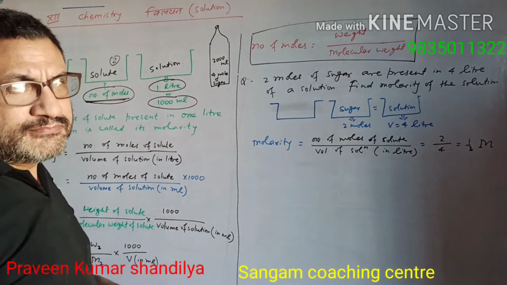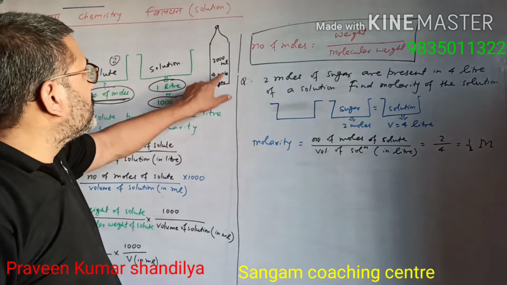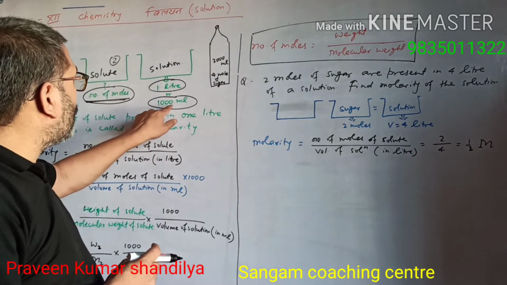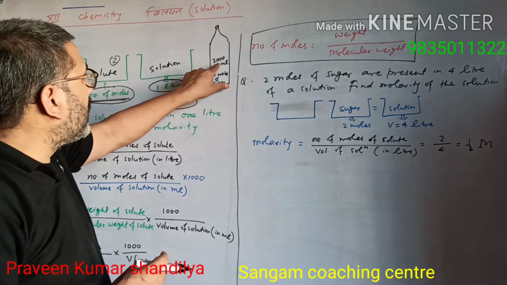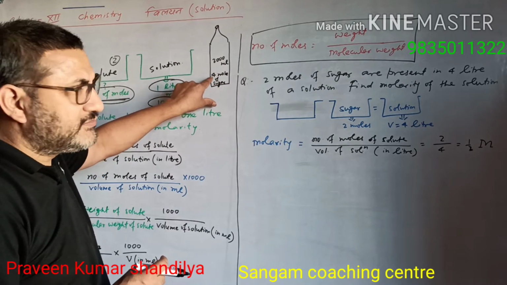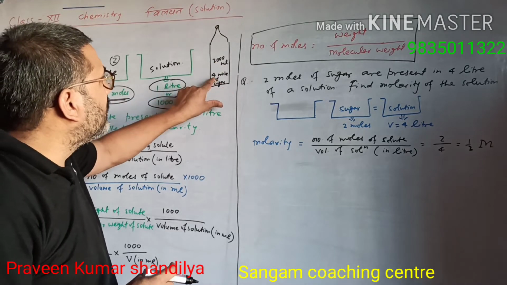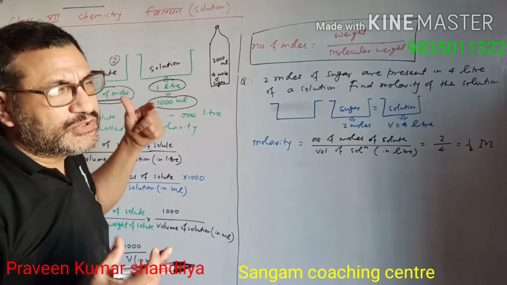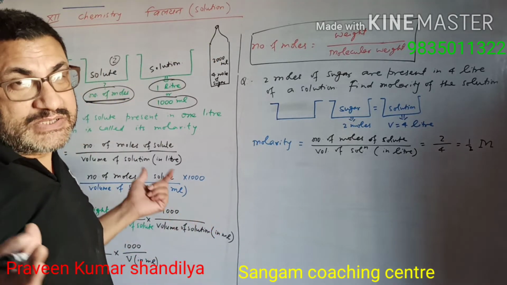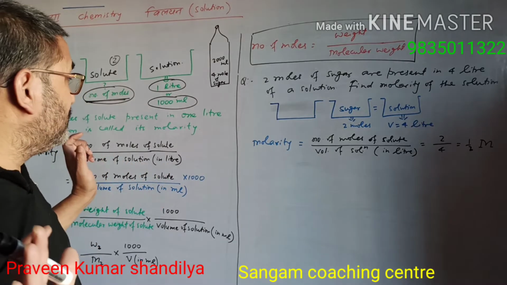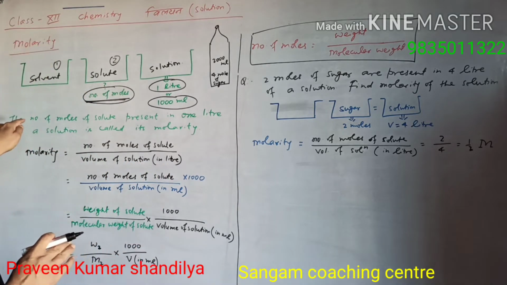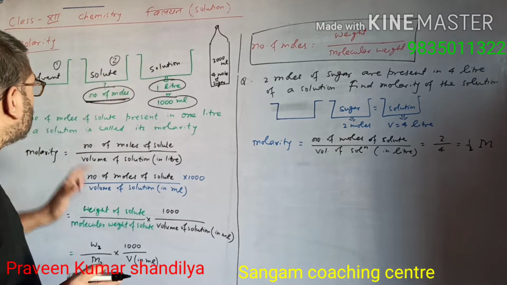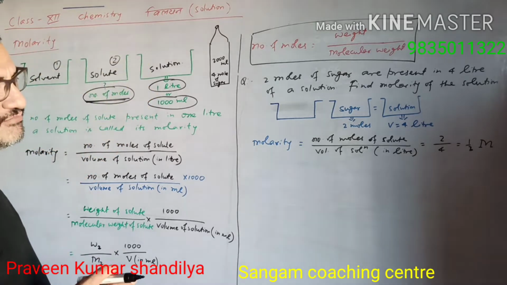Do you know what the molarity of this bottle is? Yes, sir. For 2000 ml, we have 4 moles. So for 1000 ml, we have 2 moles. So the molarity of this solution is 2. Very easy. The number of moles of solute present in 1 liter of solution is called its molarity.